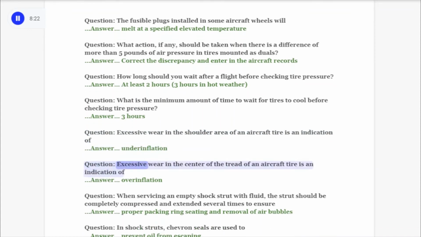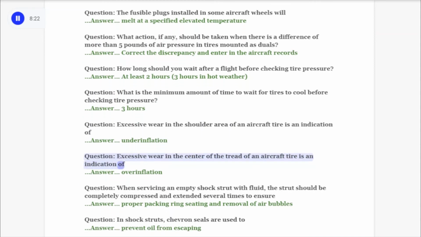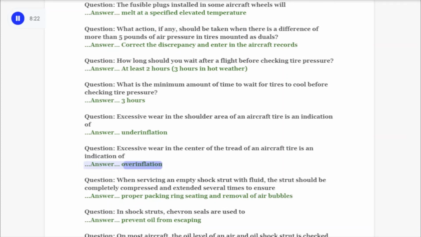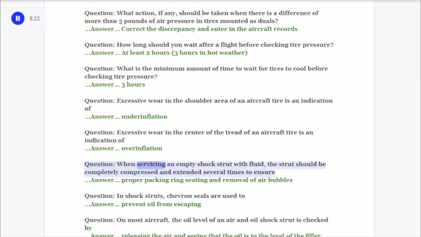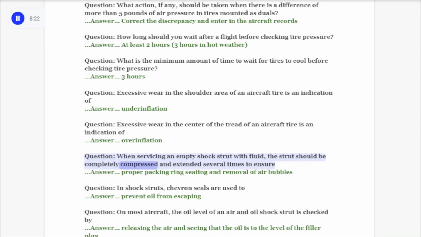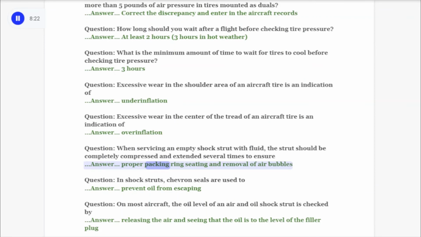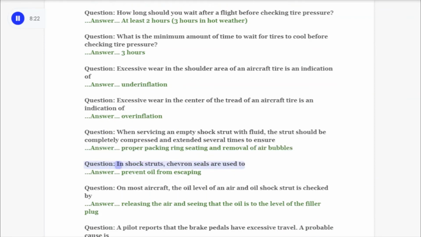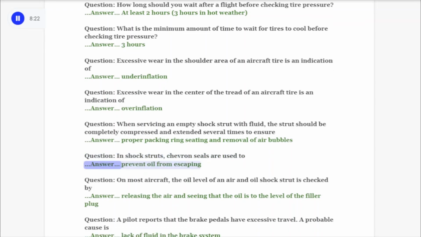Question: excessive wear in the center of the tread of an aircraft tire is an indication of: answer: overinflation. Question: when servicing an empty shock strut with fluid, the strut should be completely compressed and extended several times to ensure: answer: proper packing ring seating and removal of air bubbles. Question: in shock struts, chevron seals are used to: answer: prevent oil from escaping.